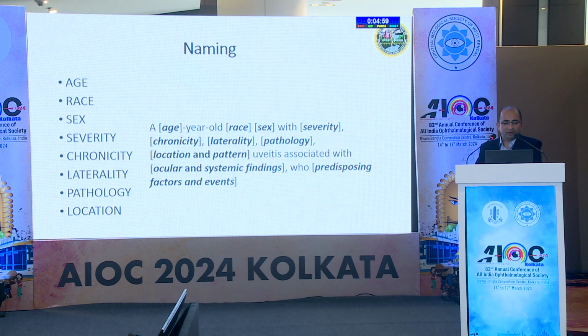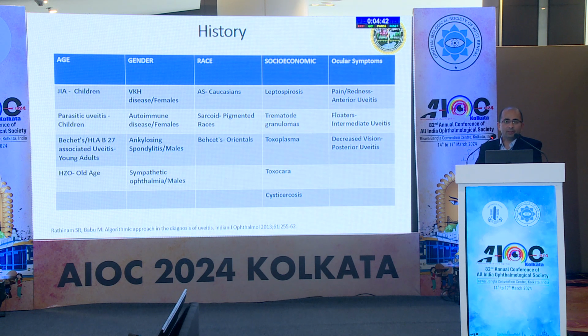How do we do meshing? This is based upon the demographics of the patients, and then we have to ask about the severity, chronicity, establish the laterality of the disease, the pathology of the disease, and again where the disease is located. We all know that certain diseases are common in certain age groups, like JIA is more common in children, parasitic uveitis, HLA-associated uveitis is more common in adults, and in old patients there can be masquerades as well as herpes zoster ophthalmicus.